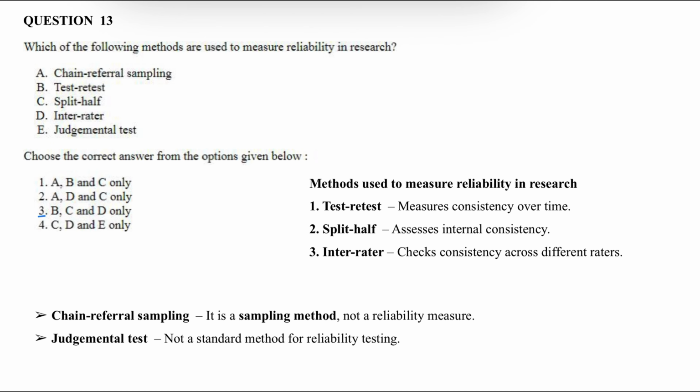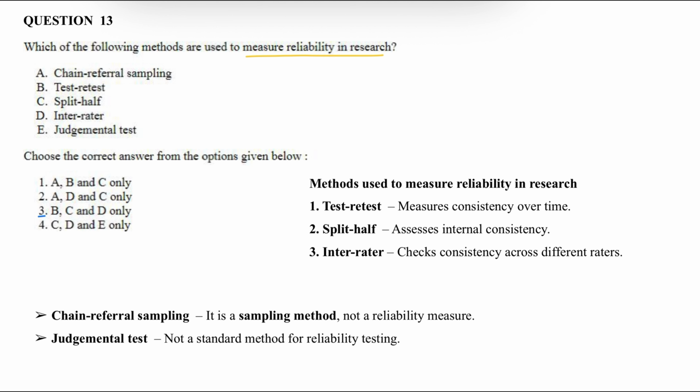Question number 13. Which of the following methods are used to measure reliability in research? A. Chain referral sampling. B. Test retest. C. Split half. D. Inter-rater. E. Judgmental test. Choose the correct answer from the options given below.